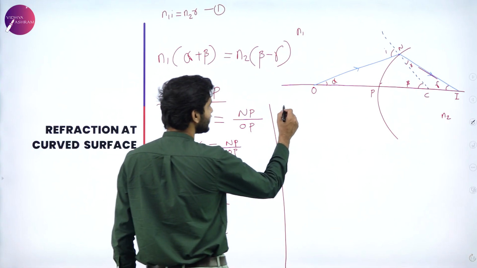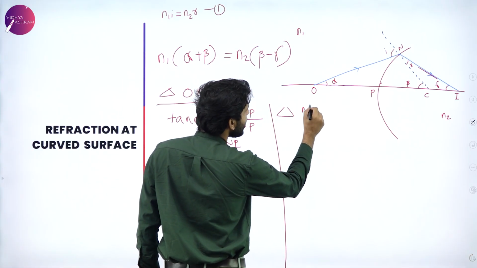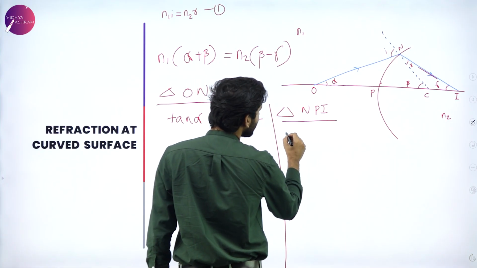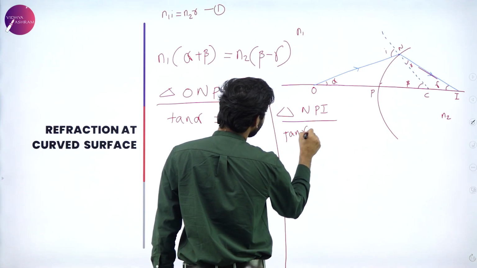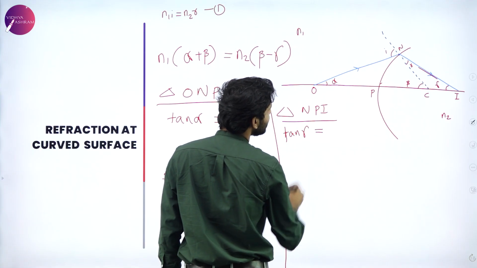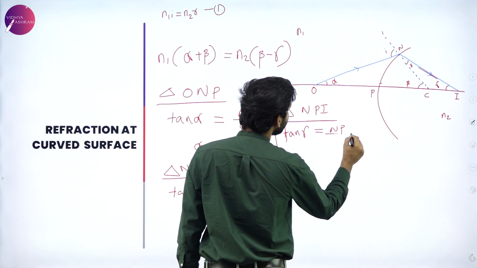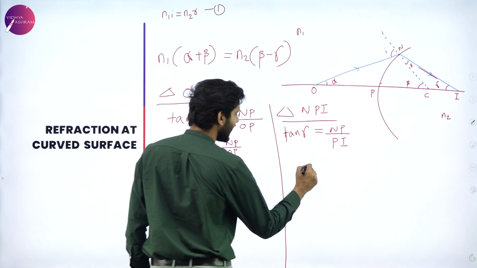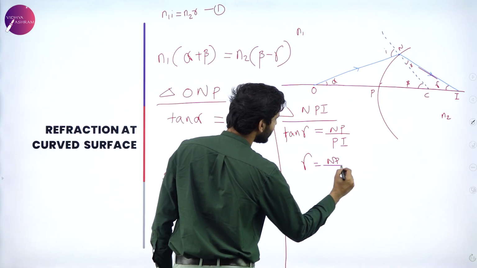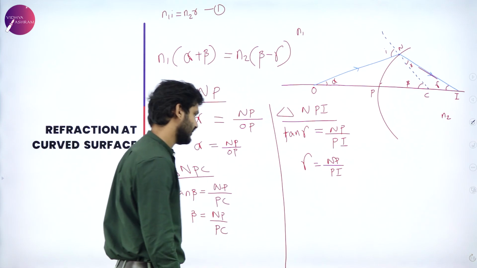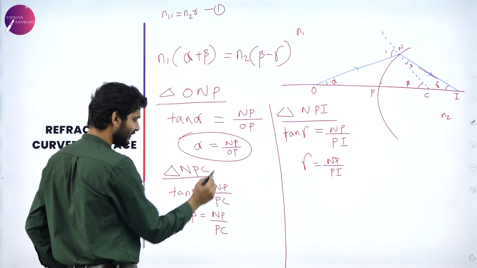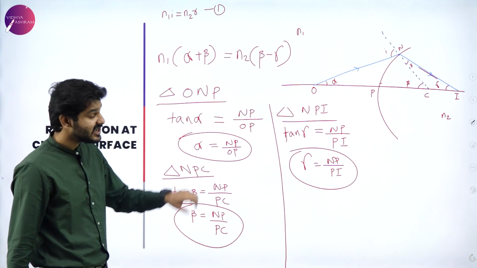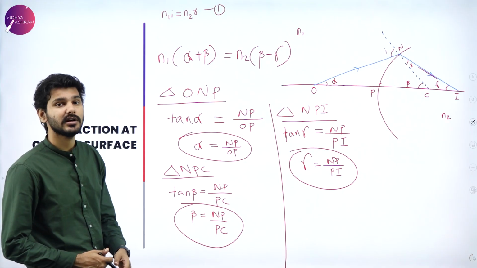And finally, from the triangle NPI, we can say that tan gamma is actually equal to NP divided by PI, right? Or simply approximating, we have gamma is equal to NP divided by PI. So we have an expression in terms of alpha, in terms of beta, and in terms of gamma. All we have to do is again substitute these results into this particular equation.